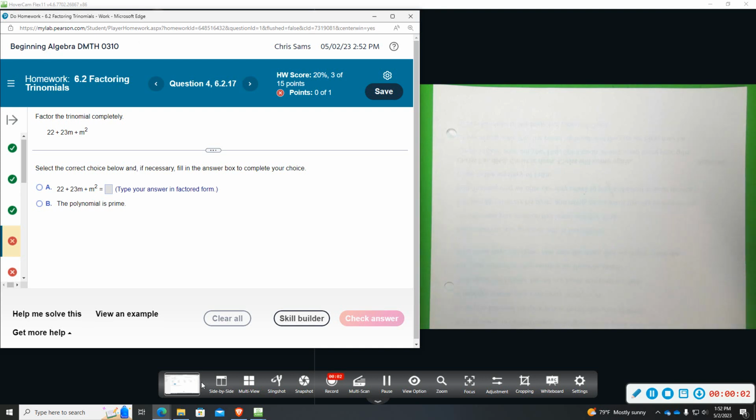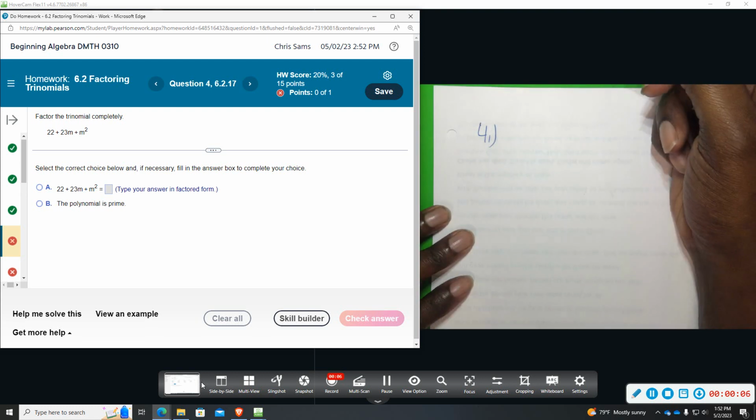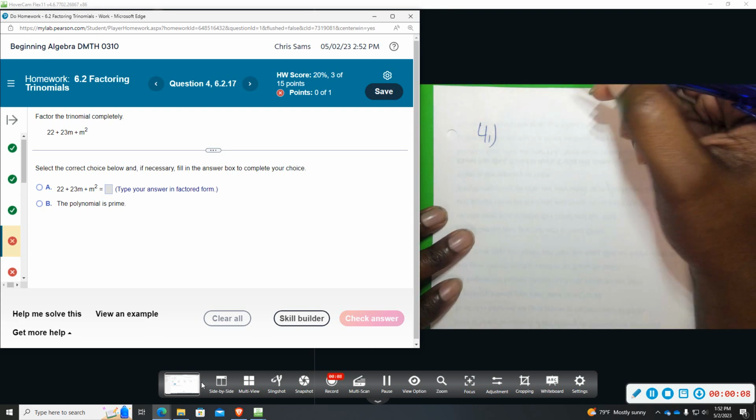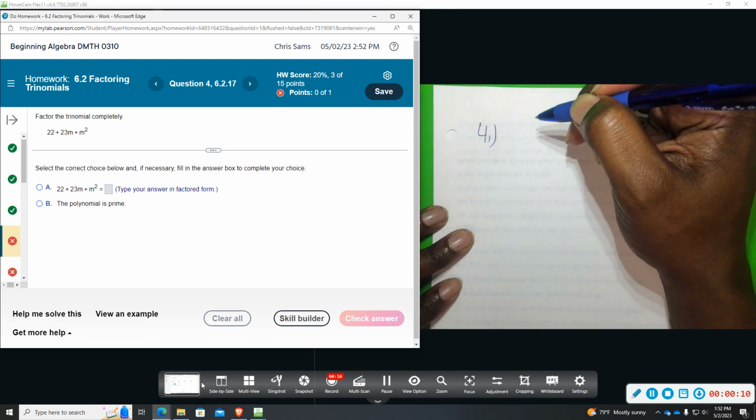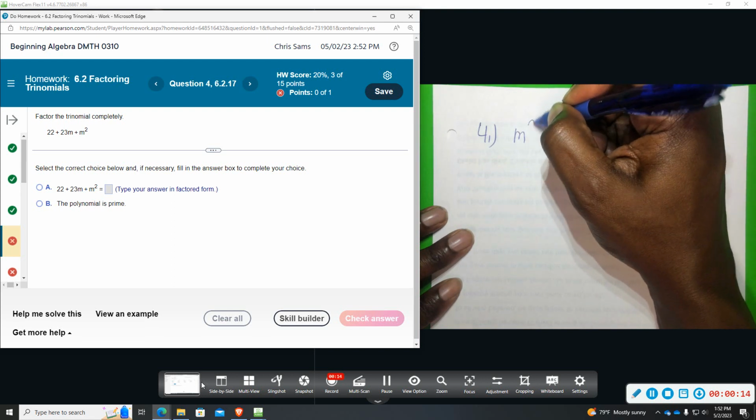All right, number 4. This time the polynomial is a little bit out of order, so I'm going to just rearrange it. The m squared is at the back. I'm going to write it up front. It's positive because I see the plus sign in front of it.